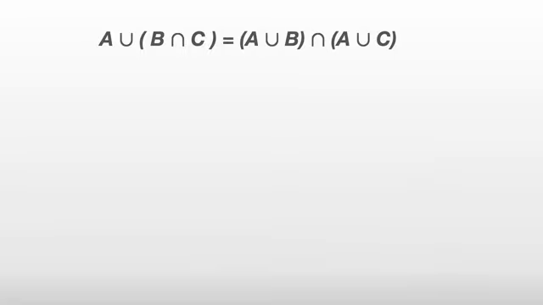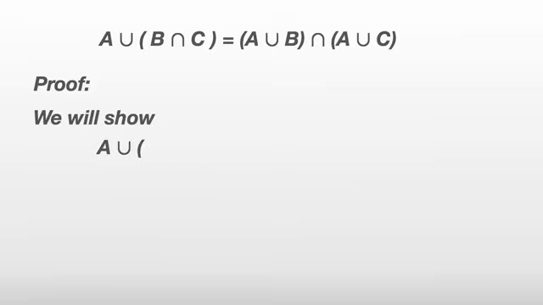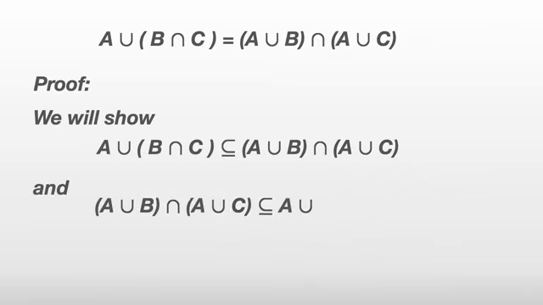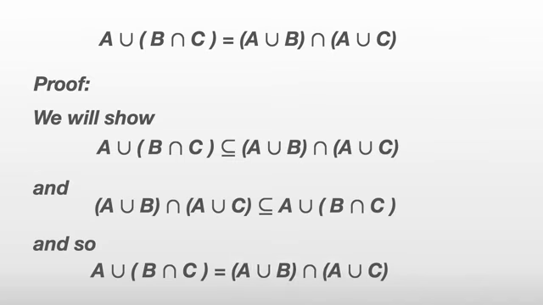Remember how earlier we showed that if A is a subset of B and if B is a subset of A, then A is equal to B? Well, here we can use that exact method to prove this equation. We'll show first that A union B intersect C is a subset of A union B intersect with A union C, and that A union B intersected with A union C is a subset of A union B intersect C, which implies they're equal to one another.